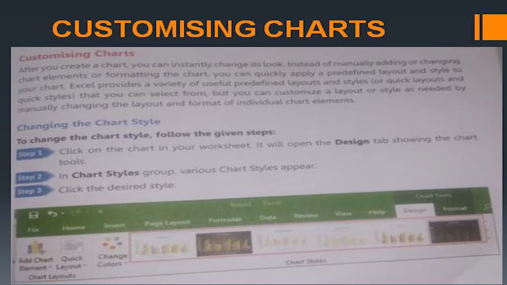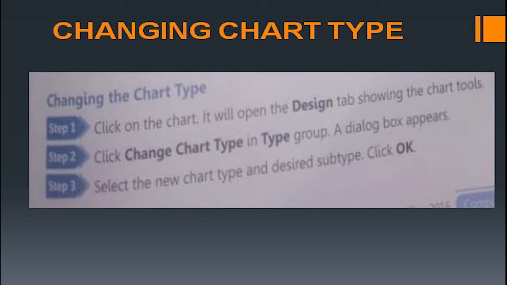To change the chart style, follow the given steps. Click on the chart on your worksheet. It will open the Design tab showing the chart tools. In the chart styles group, various chart styles appear. Click the desired style.